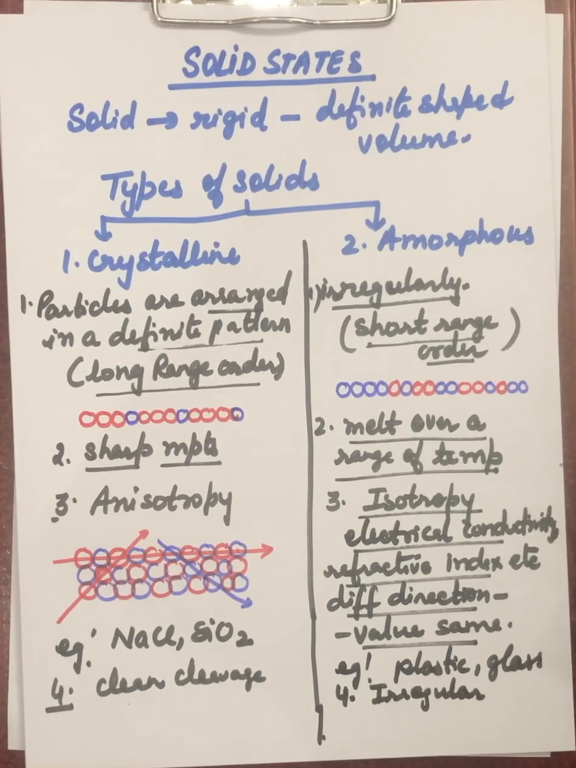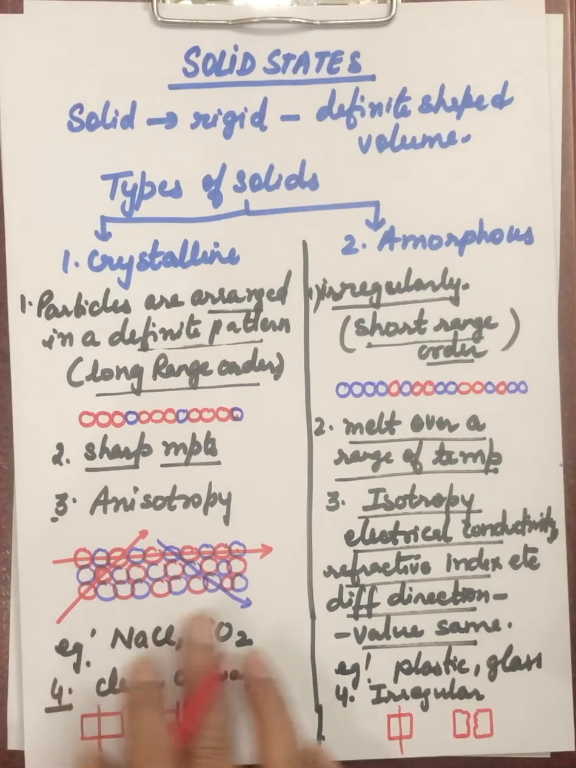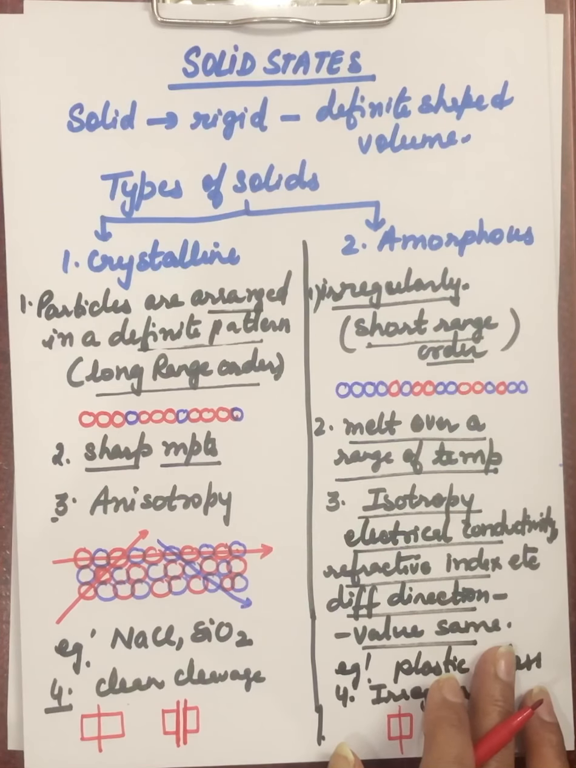What is the meaning of cleavage? If we try to cut a piece of crystalline solid, the two pieces that we get have a clean cleavage, a smooth surface. But if we try to cut an amorphous solid, then we are not getting a clean surface. We are getting an irregular surface. This is called irregular cleavage, and these have a clean cleavage. So these are the differences between crystalline and amorphous solids.